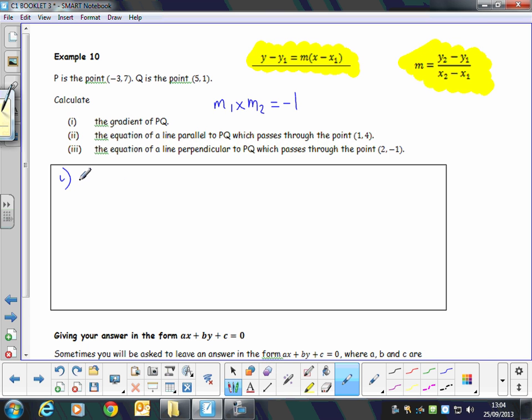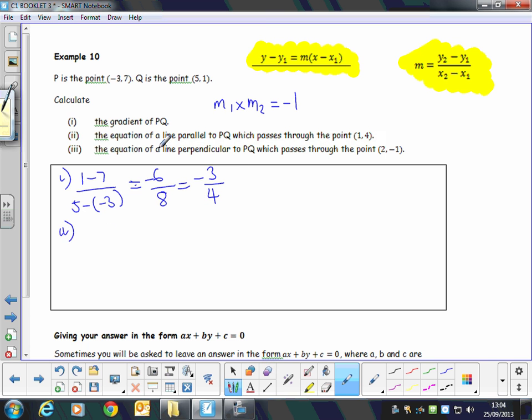So for the gradient of PQ, I've got y2 minus y1. So I've got 1 minus 7, all divided by x2 minus x1, so 5 minus 3. So I've got 1 minus 7, which will give me minus 6, and then I've got 2 minuses, which will give me a plus of 5 plus 3, which is 8. And then I can simplify that to minus 3/4. So that's my gradient for PQ.